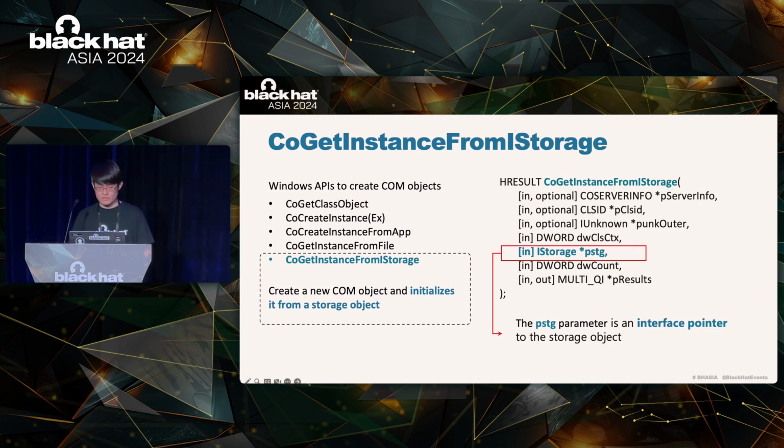Let's first look at how CoGetInstanceFromIStorage works. CoGetInstanceFromIStorage is an API for creating COM objects. The difference between this API and other COM creation APIs is that it receives an IStorage interface pointer parameter and initializes the COM object from the storage object.